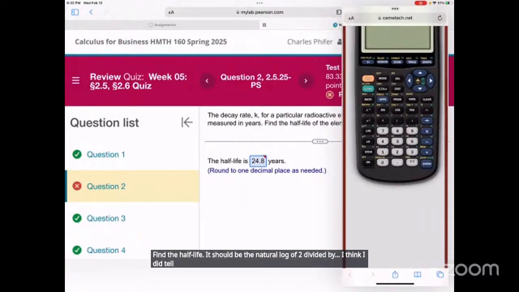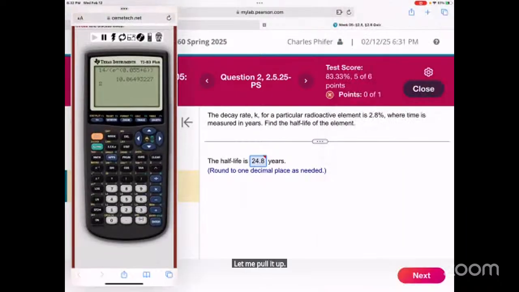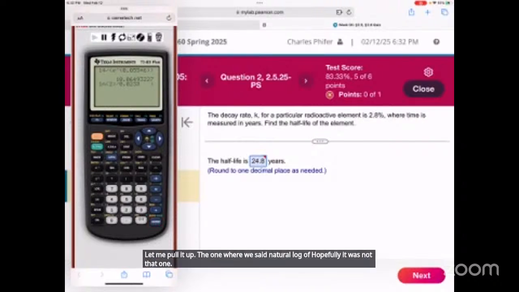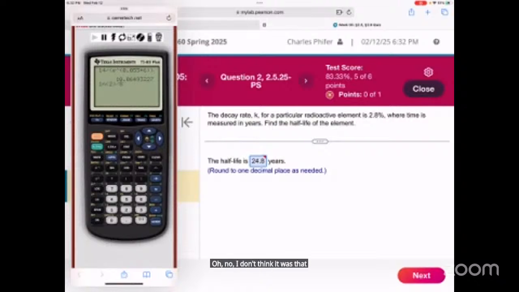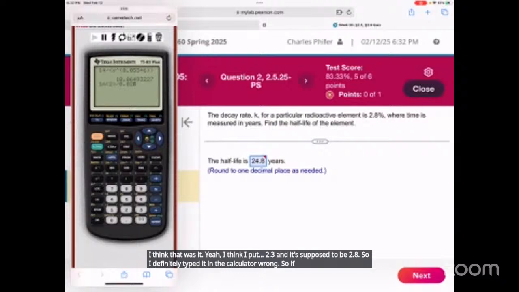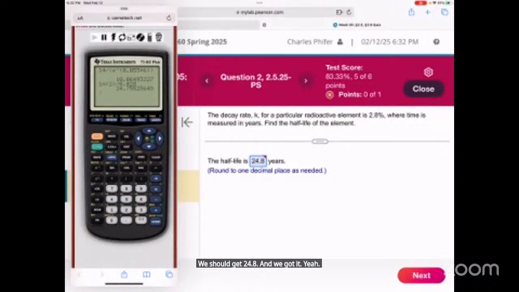Let me pull it up. The one where we said natural log of 2. Hopefully it was not that one. Oh, no, I don't think it was that one either. Let's keep going. And I think that was supposed to be an 8 instead of a 3. That might be what it was. I think I put 2.3 and it's supposed to be 2.8. So I definitely typed it in the calculator wrong. If I change this to an 8, I think we're good. We should get 24.8 and we got it. Yeah, we just typed in the calculator wrong.